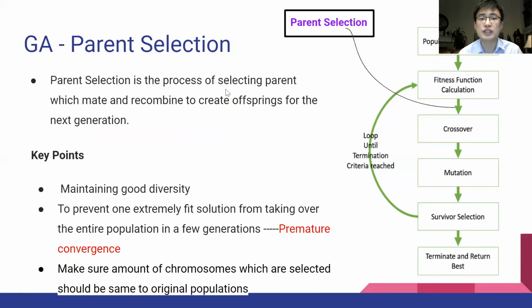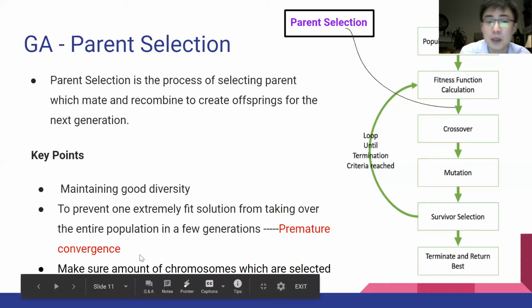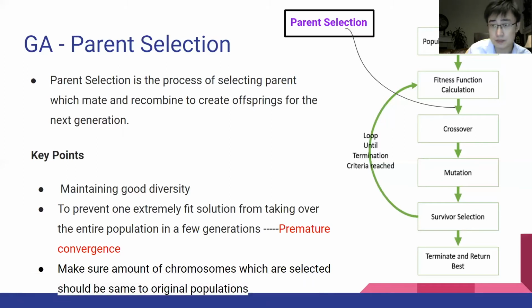Parent selection is the process of selecting parents which mate and recombine to create offspring for the next generation. Usually, parent solutions are chosen based on the fitness value produced from the fitness function calculation. The key point is that parent selection should maintain good diversity and prevent one extremely fit solution from taking over the entire population in a few generations. It will cause premature convergence. It's not good.